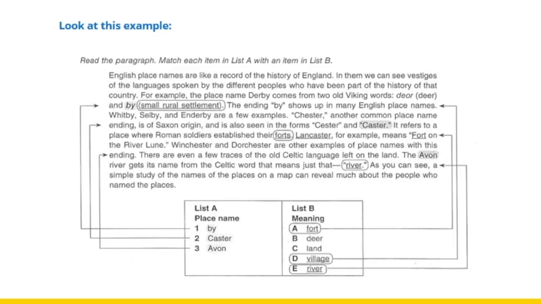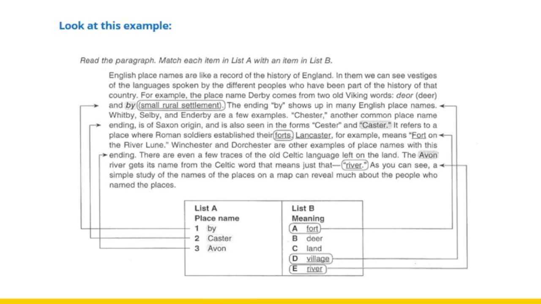Alright guys, so now we have an example for our matching task. Here you need to read the paragraph and match each item in list A with an item in list B. As you see, you're given 2 lists. List A, place name, and then 3 options: by, Castor, and Avon. So these are the 3 names you have. And now you also have list B with different meanings: A, B, C, D, E. So you need to find out: this place name, by, refers to which one, A, B, or C. Some of them can be repeated too, so that's totally normal.